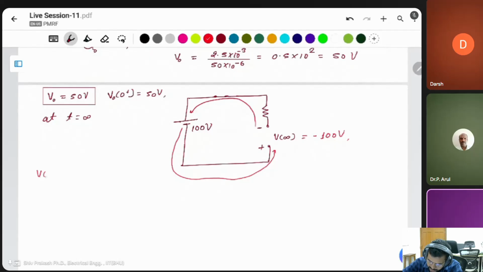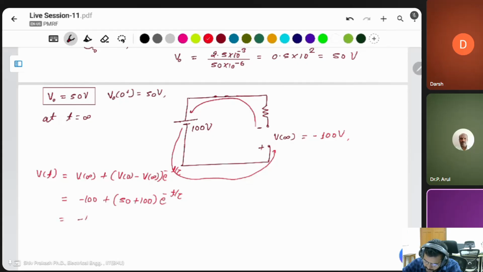Then what is the V of t, the capacitor voltage? You know, this one is the final voltage plus initial minus final into e to the power of minus t by tau. Final voltage is minus of 100 plus initial voltage is 50 volt. Minus minus will be positive, 100 e to the power of minus t by tau. This will be minus of 100 plus 150 e to the power of minus t by tau.